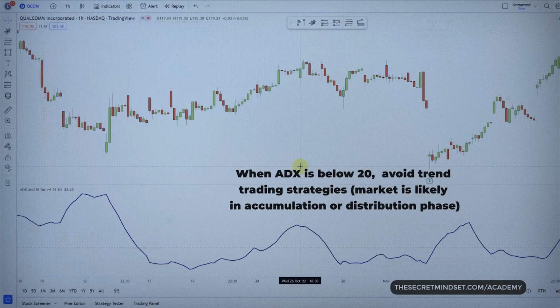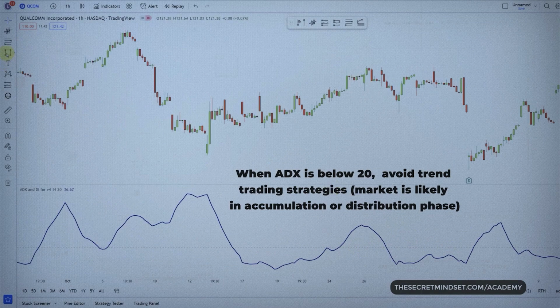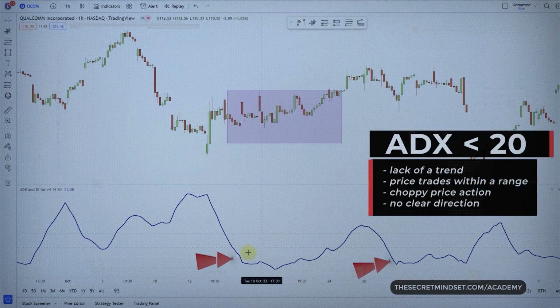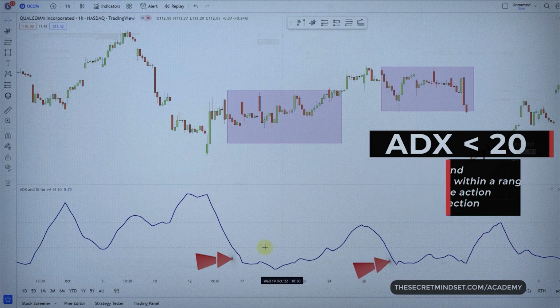When the ADX is below 20, you must avoid trend trading strategies, as the market is likely in an accumulation or distribution phase. Here's an example. With the ADX line below 20, you can clearly see the lack of a trend, as the price basically trades within a range. Very choppy price action with no clear direction.